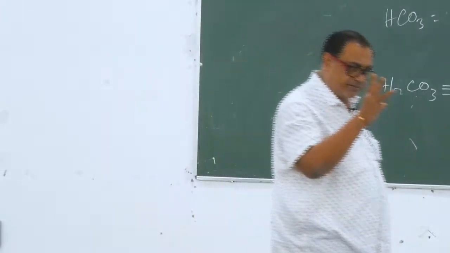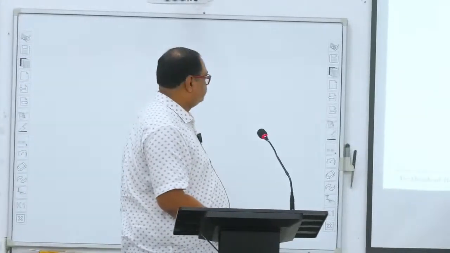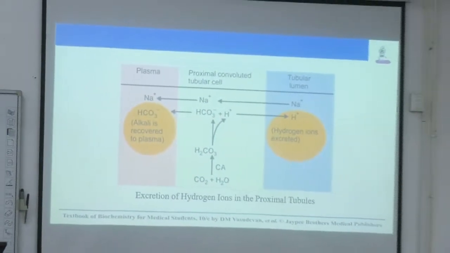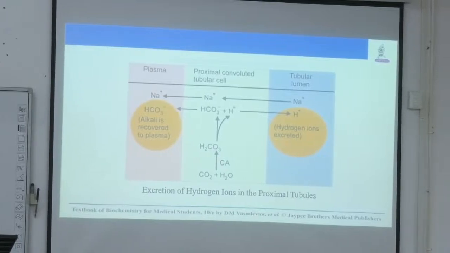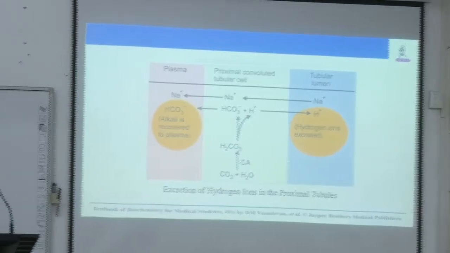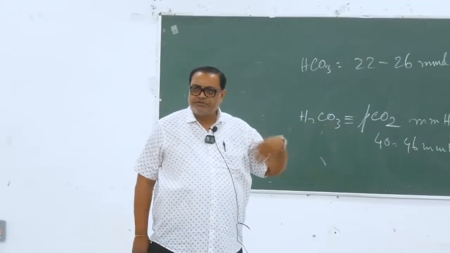So now we will see 3 diagrams. Although there are 4, we will see 3 diagrams, because in 3 diagrams you can explain 4. What is this diagram? There are 3 compartments. One is plasma or ECF, another is the PCT cell, proximal convoluted tubule, and the third one is the tubular lumen, where the urine is formed. See, the sodium is entering from the tubular lumen because it has been filtered freely by the glomerulus. Now it is being reabsorbed.